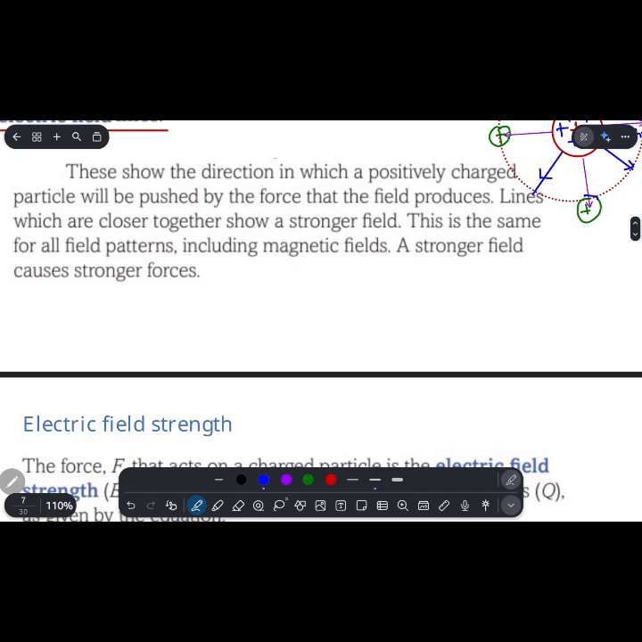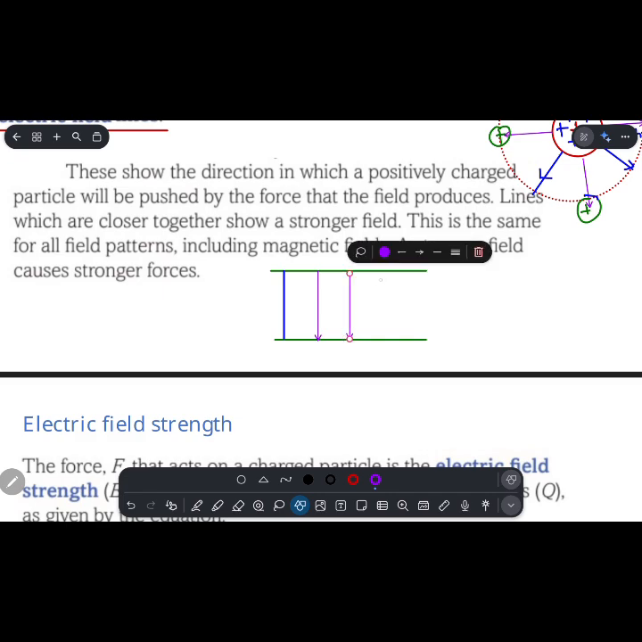If the field lines are stronger, yani they are concentrated, it means the field strength is greater there. If the field lines are stronger, it means that the field is stronger, yani these field lines are closer to each other, so it means here the field is stronger.